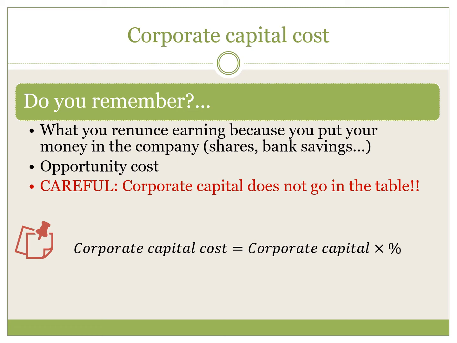So the first one, corporate capital cost. We have already talked about this. There's a whole video about it. You remember, it's what you renounce to earn because you put your money in a company instead of buying shares or buying some bank savings products or whatever. It's an opportunity cost, and what you have to be careful about here is that corporate capital itself does not go in the table. What you put in the table is the corporate capital cost, and you calculate it by multiplying the corporate capital by a percentage. You already know this, so let's move on to the next.